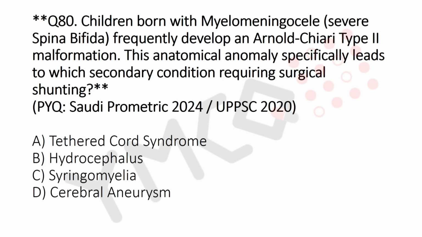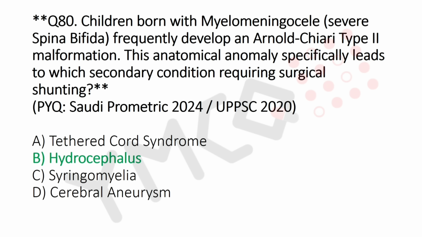Children born with myelomeningocele, severe spina bifida, frequently develop an Arnold-Chiari type 2 malformation. This anatomical anomaly specifically leads to which secondary condition requiring surgical shunting? Option A, tethered cord syndrome. Option B, hydrocephalus. Option C, syringomyelia. Option D, cerebral aneurysm. And the answer is option B, hydrocephalus.